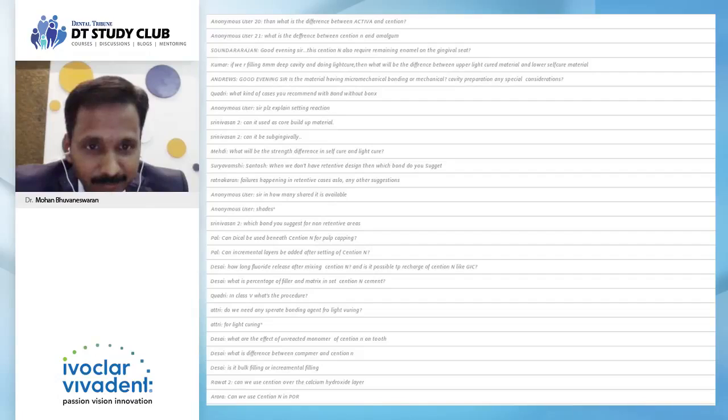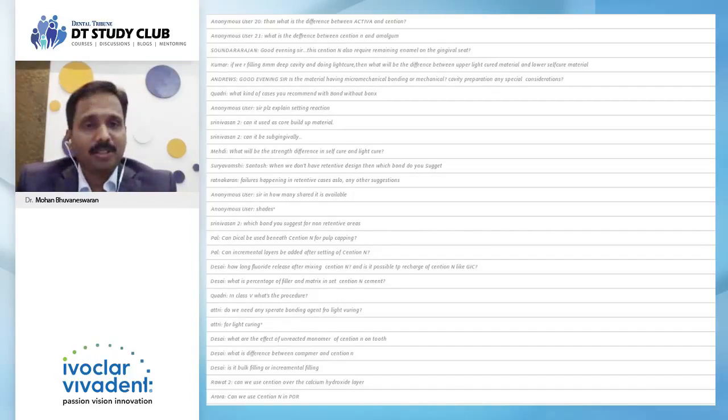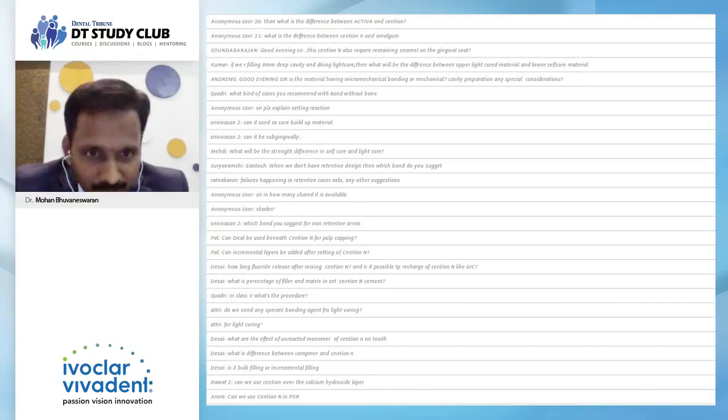Question: please explain the setting reaction. The setting reaction is none other than our simple polymerization reaction: initiation, then polymerization, chain transfer, and termination of the reaction. The same way the composite sets, this also sets. There is no difference at all.